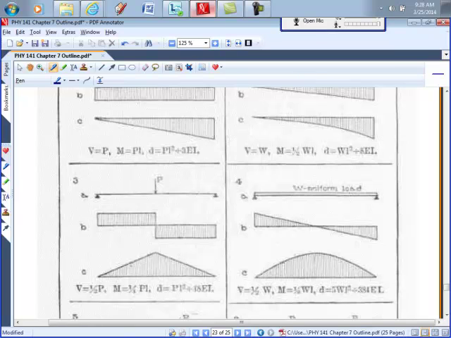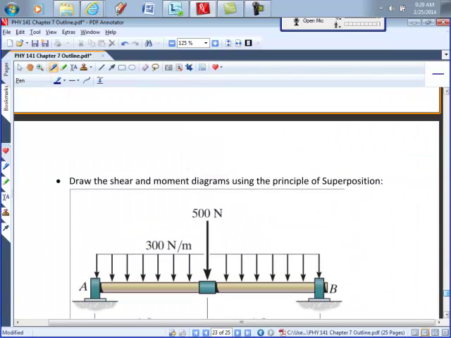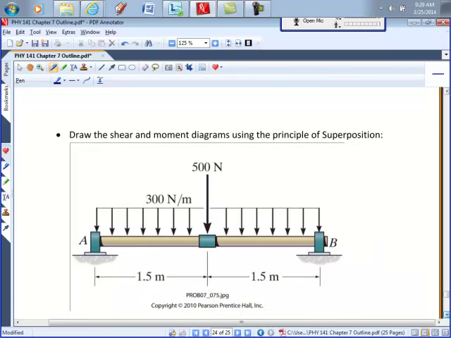So we're going to use those tables from that website to do this sample problem. We're going to draw the shear and moment diagrams using the principle of superposition. We've got a distributed load. I'm not going to calculate the distributed load. I'm just going to go to the table and find the equations for the distributed load and put in the appropriate values, and for the point load. So which one do you want to look at first? Point load? Okay.